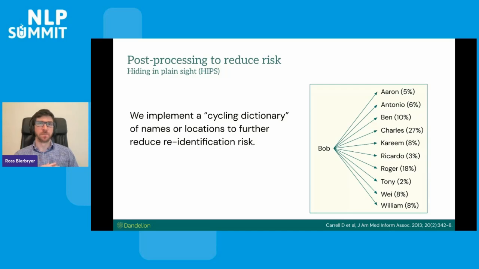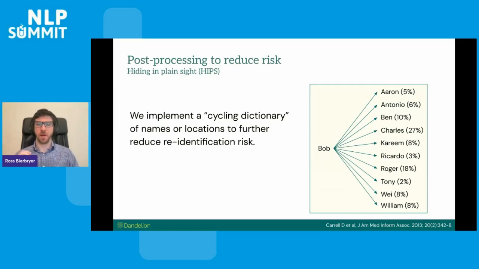For post-processing, after running healthcare NLP on free text notes, we will do a process called hiding in plain sight, or HIPS. The way this works is that for a given redacted token, we replace that token with a similar token from a dictionary. So in this example, we have the first name of Bob, and what we will do for a given note is replace that name Bob with Aaron 5% of the time, Antonio 6% of the time, Ben 10%, and so on and so forth.